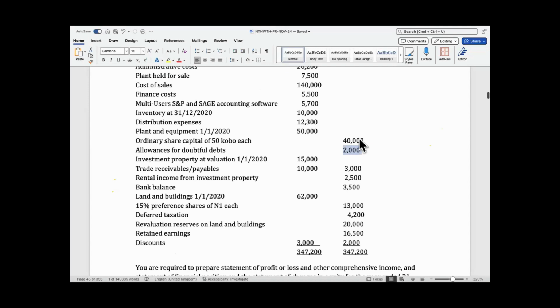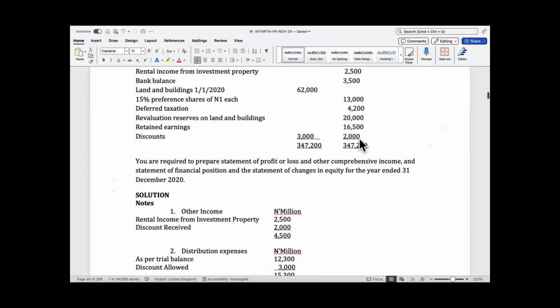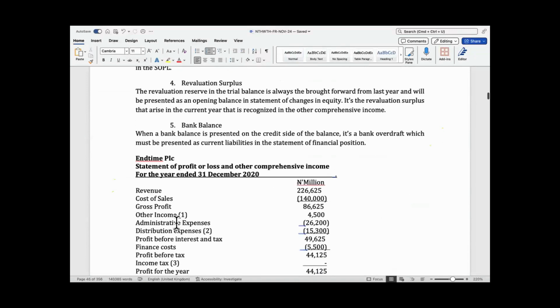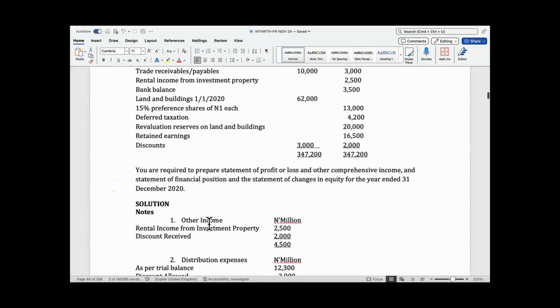So that is all the other income we have here, and I've shown it in my workings. Under my other income, I put my rental income and also my discount received, and that gives me 4,500. Of course, you will see that I don't joke with these millions of naira. It costs me nothing to put it on top, so that the examiner will know that I'm not joking here. So other income, this one in bracket means note 1, 4.5.